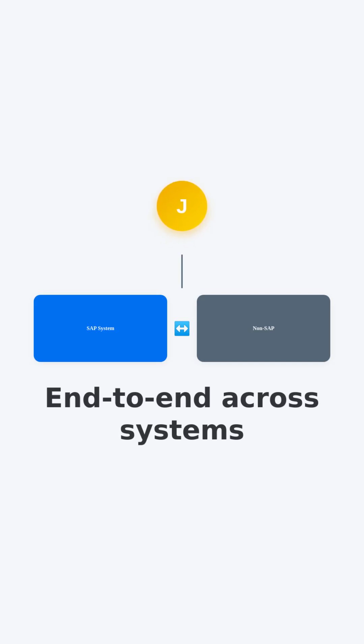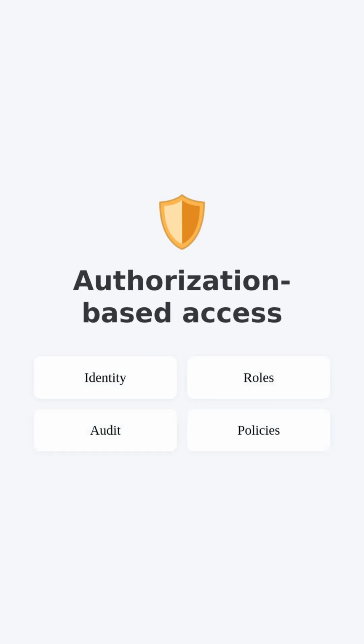Third, governance and security. Enterprise AI needs guardrails. Integration follows identity, roles, authorizations, and auditability. Data access stays permission-based, and organizations can define policies for what data can be used, what actions are allowed, and how outputs should be monitored.